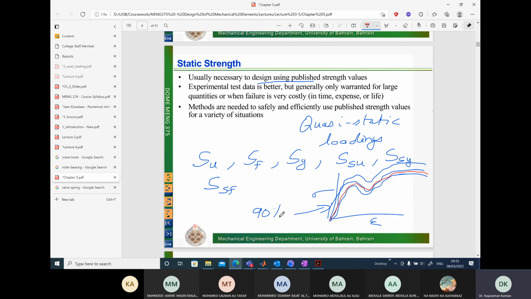We will use this 90 percentile data to apply it to most of our cases where failure can result in very harmful effects, right from cost to life.